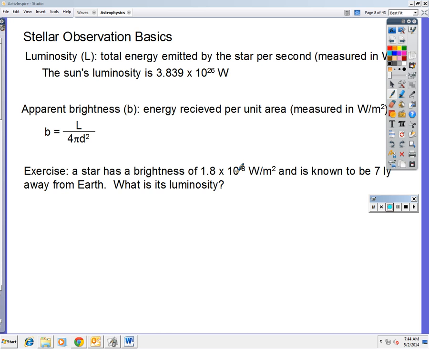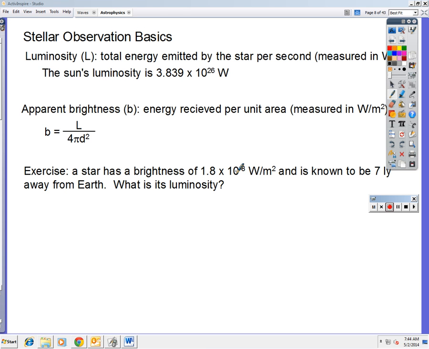In the last one we learned about the basics of stars, where they get their energy, what kinds of forces need to balance out to make them stable, that sort of thing. Today we're going to look at the basics of stellar observation. In other words, what can we learn about a star by looking at it?